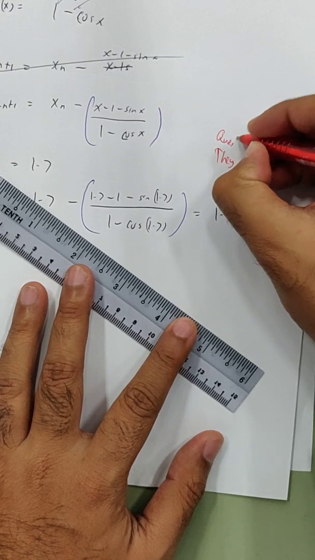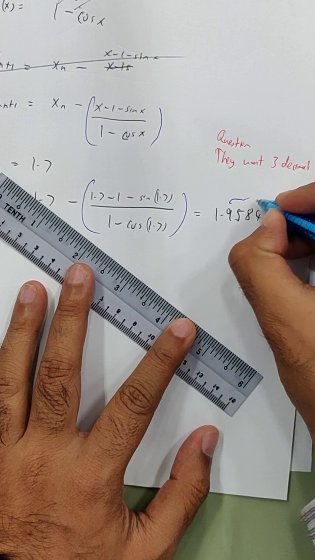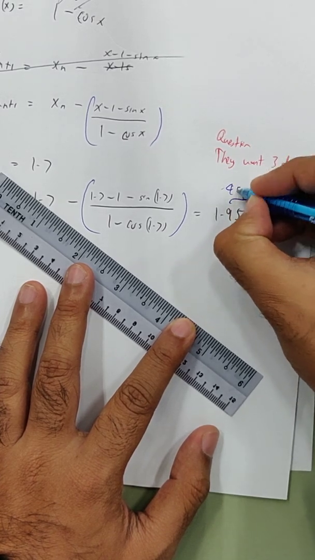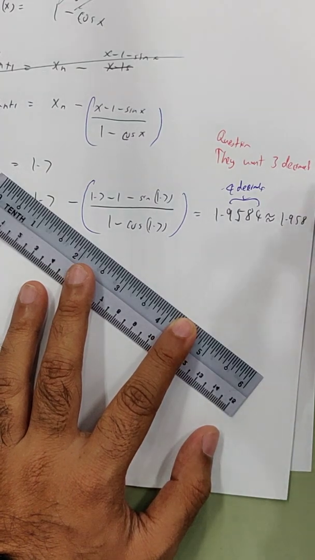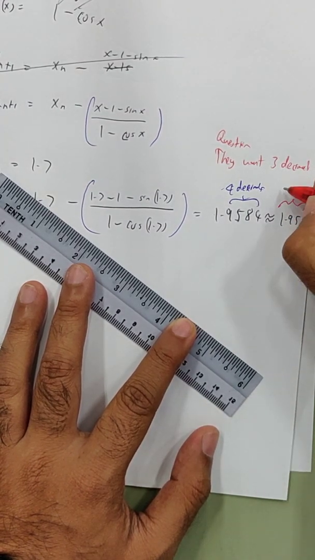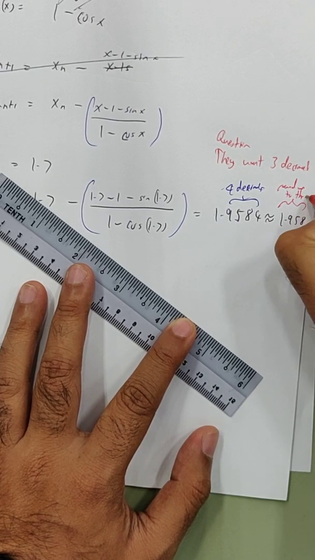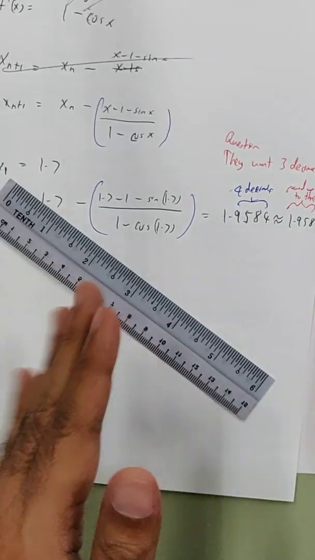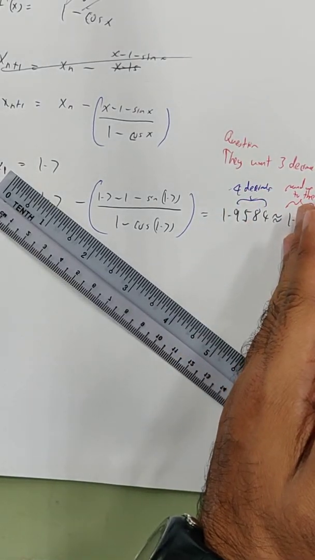Question. So you write here 4 decimals. And then what do you do here? You round up to 3. The idea is you must give more than 3 decimals first and then you round. Okay?